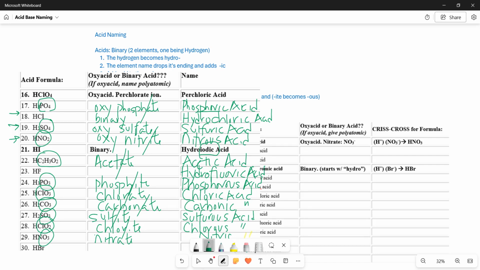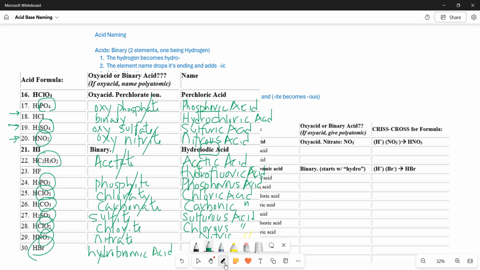Okay, and then the last one is binary. So this bromine or bromide is going to become bromic. And so we're going to say hydro, because we have to include the hydrogen, bromic acid. Okay, so that is how we write the name.